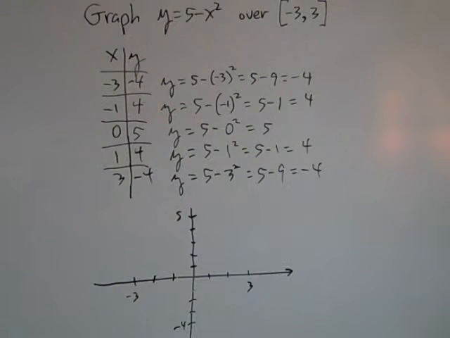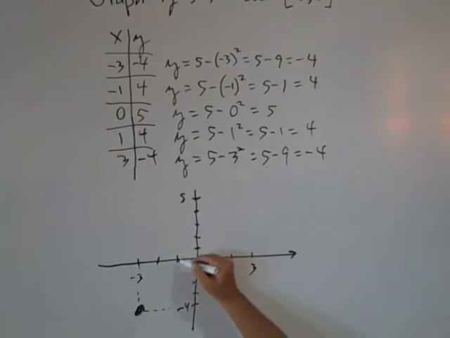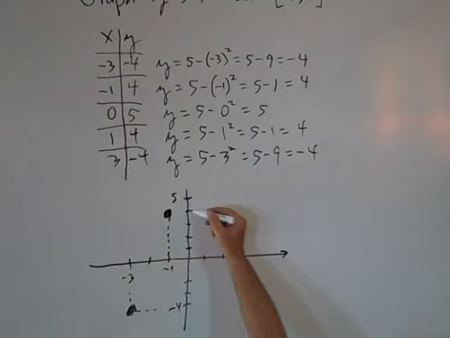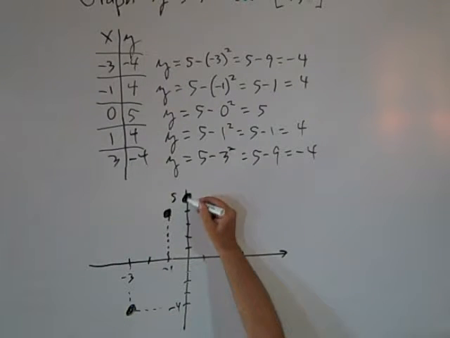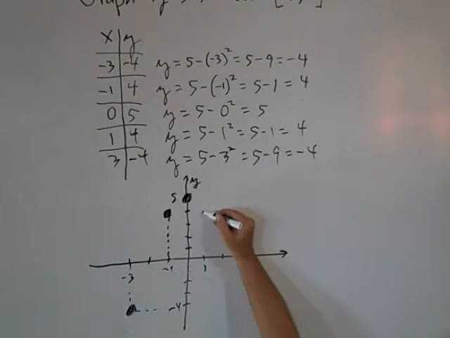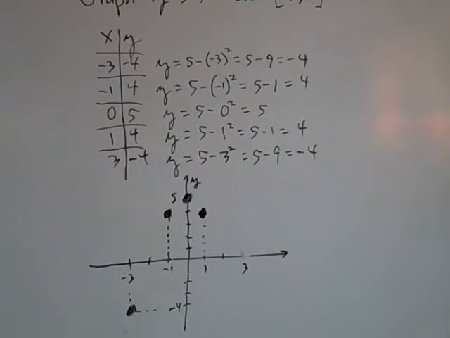So starting off -3, -4, the first point that we found is right here. Then -1 and +4, we go all the way up to here, +4. And then at 0, we go all the way up to 5. That's the y-intercept. There's the y-axis coming up like this. Then at 1, when x is 1, we're also up to a height of 4. That's up here. And finally, at 3, we go down to -4.